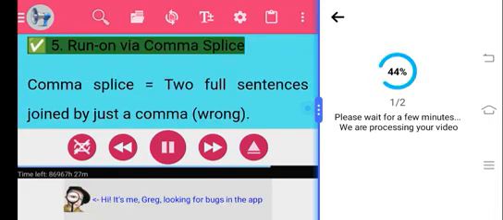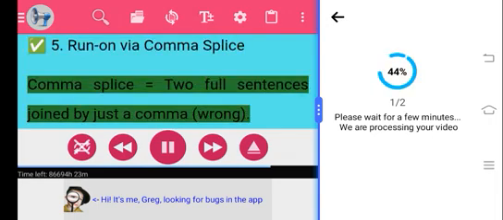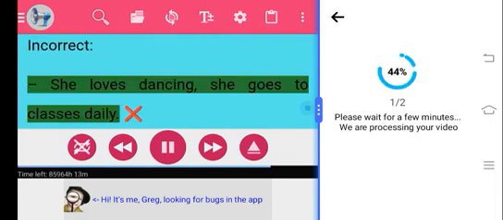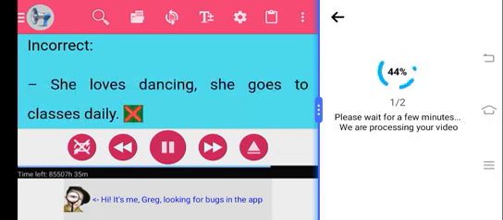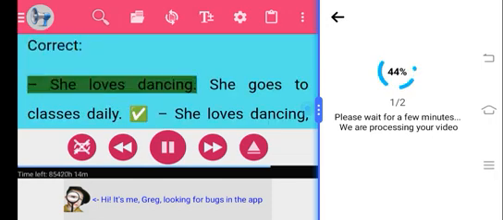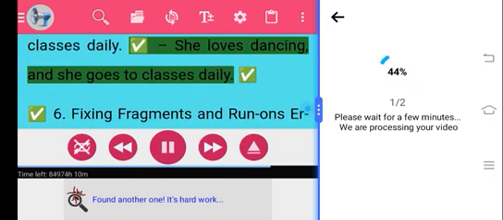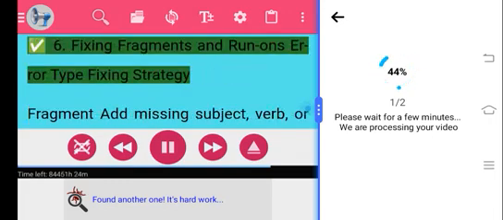Check mark. 5. Run-on via comma splice. Comma splice equals two full sentences joined by just a comma. Wrong. Incorrect. She loves dancing, she goes to classes daily. Cross mark. Correct. She loves dancing. She goes to classes daily. Check mark. She loves dancing and she goes to classes daily. Check mark. Check mark. 6.